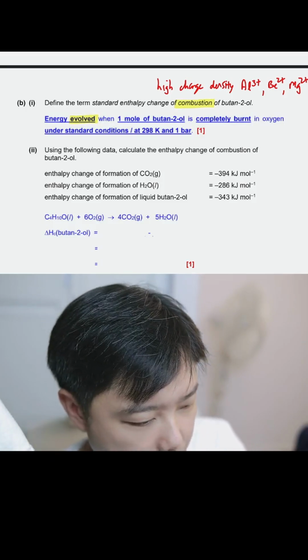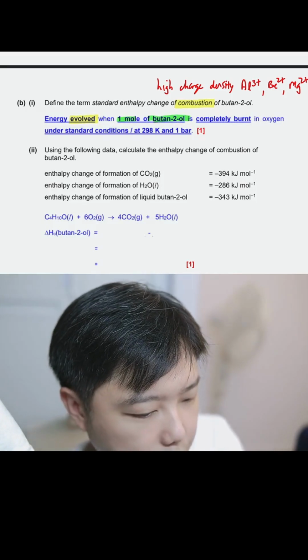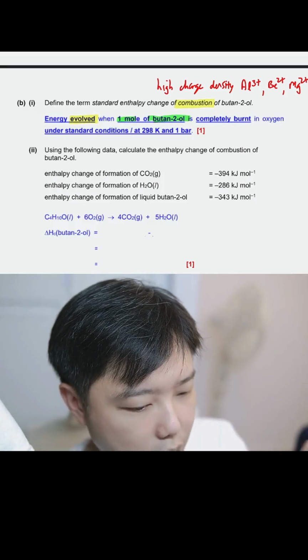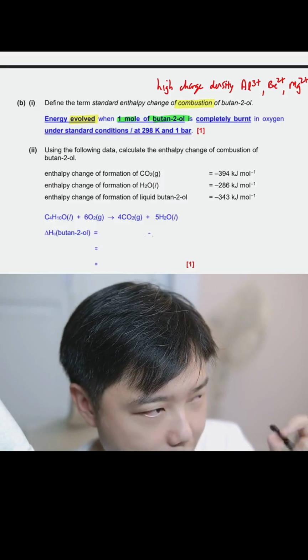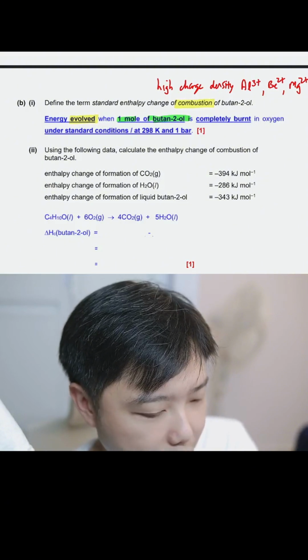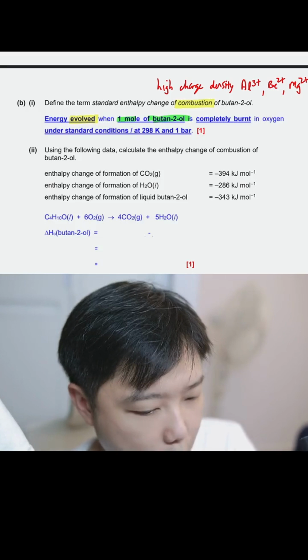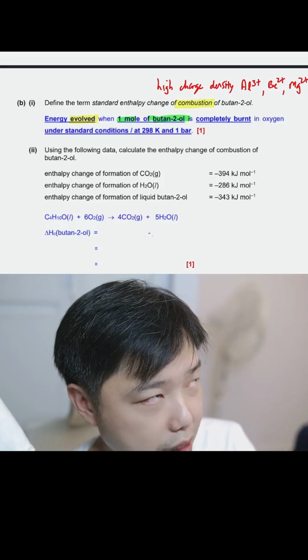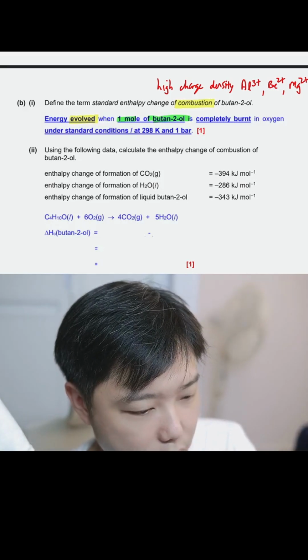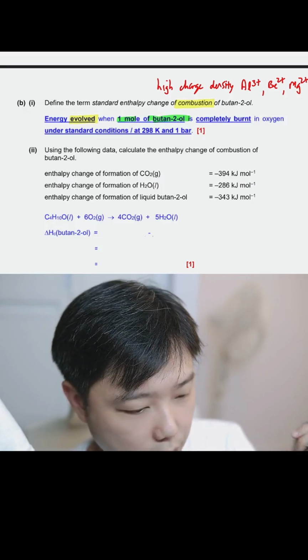The second thing you want to take note of is you want to tell them 1 mole of what. Because for all the enthalpy definitions, you have to highlight 1 mole of what. For neutralization, it is 1 mole of water formed. Combustion is 1 mole of something burnt. So every time we have to define what the 1 mole is.